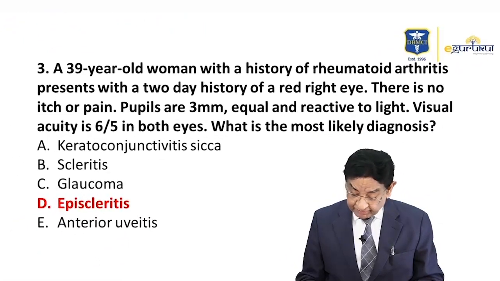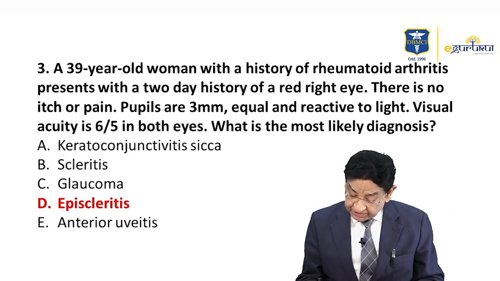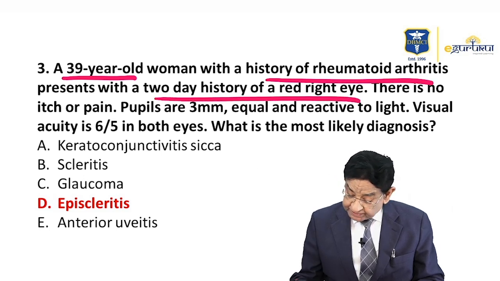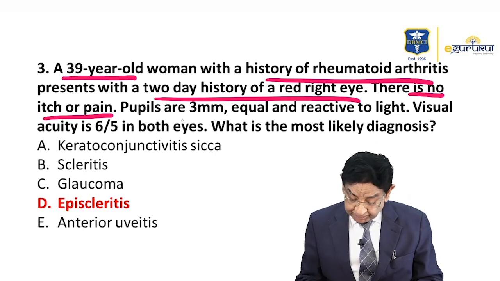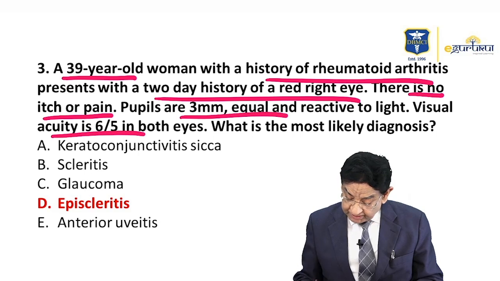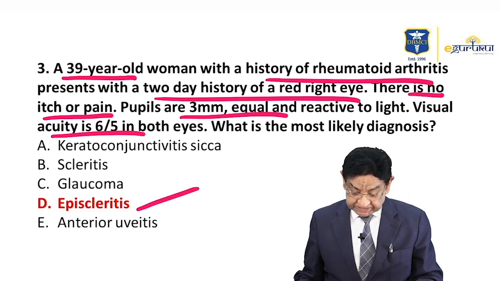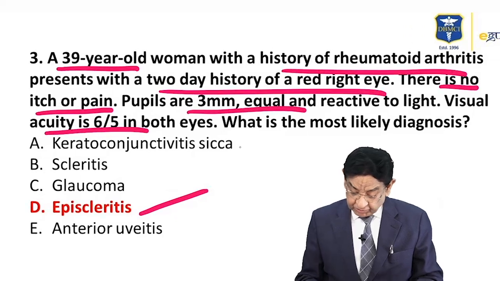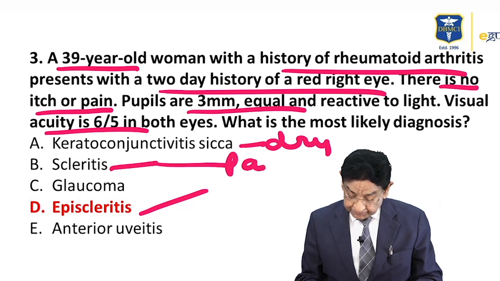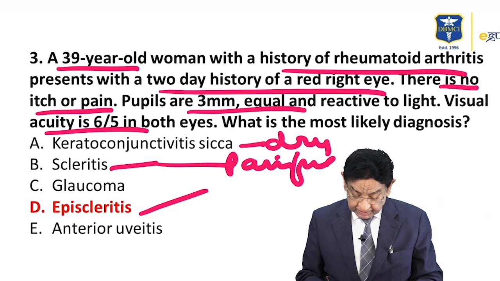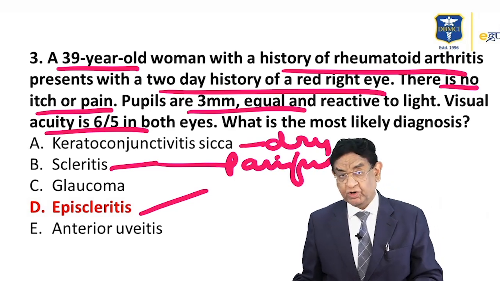Now we are getting one more. A 35-year-old lady, history of rheumatoid arthritis, 2-day history of red eye. There is no pain, no itching, the pupils are equal, vision is normal, most likely again episcleritis. Keratoconjunctivitis leads to dry eyes. Scleritis is painful, and glaucoma and uveitis will lead to loss of vision.